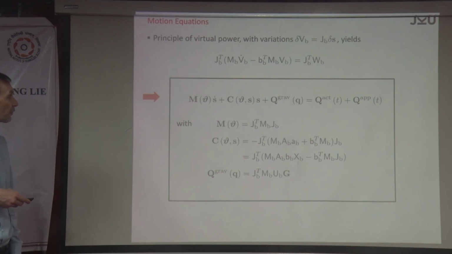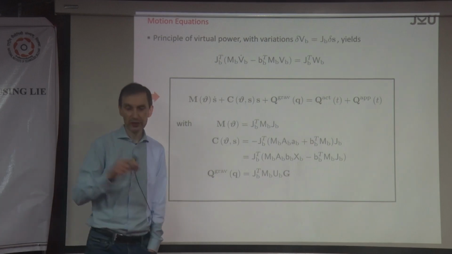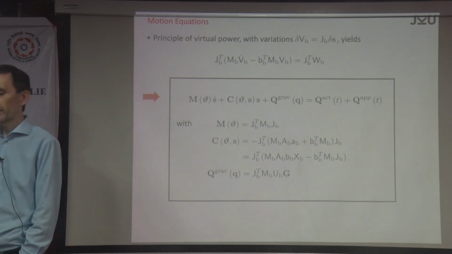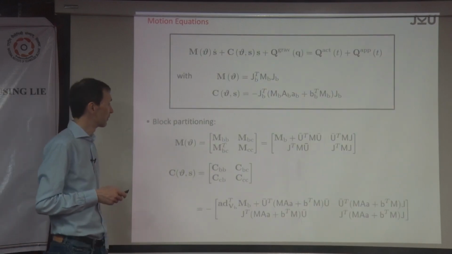Okay, what is the difference? The difference is that now our S, the generalized velocities, have 6 more components because they have the base twist in it. And that's it. Right. And of course, in the generalized forces, we also have 6 more components, which is the wrench at the base.